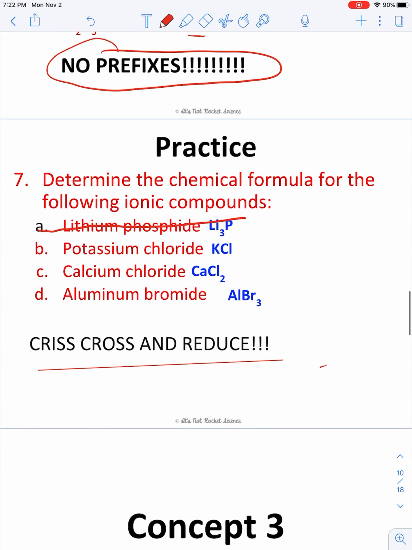So potassium and chlorine. Let's look at this example first. K is +1, chlorine is -1. There is a 1-to-1 ratio there, so you're going to end up with KCl.